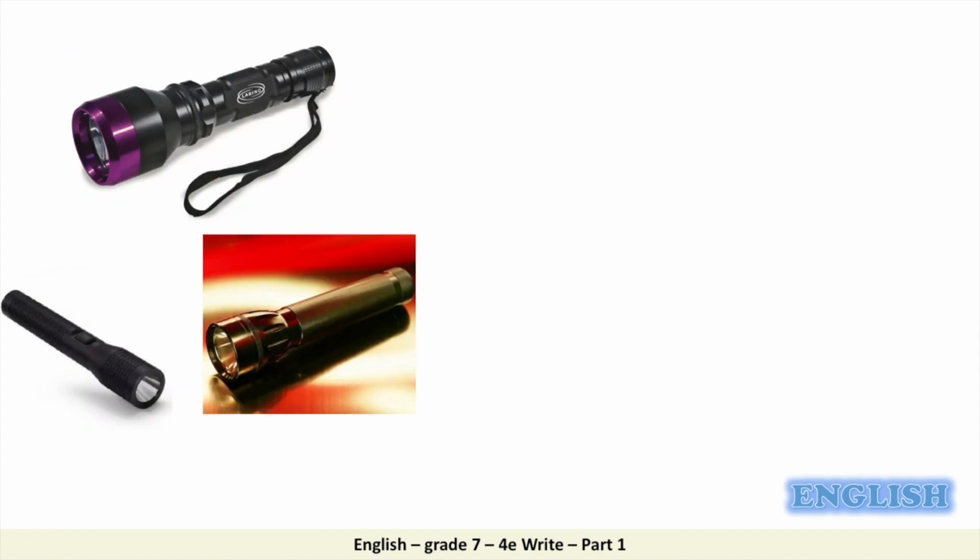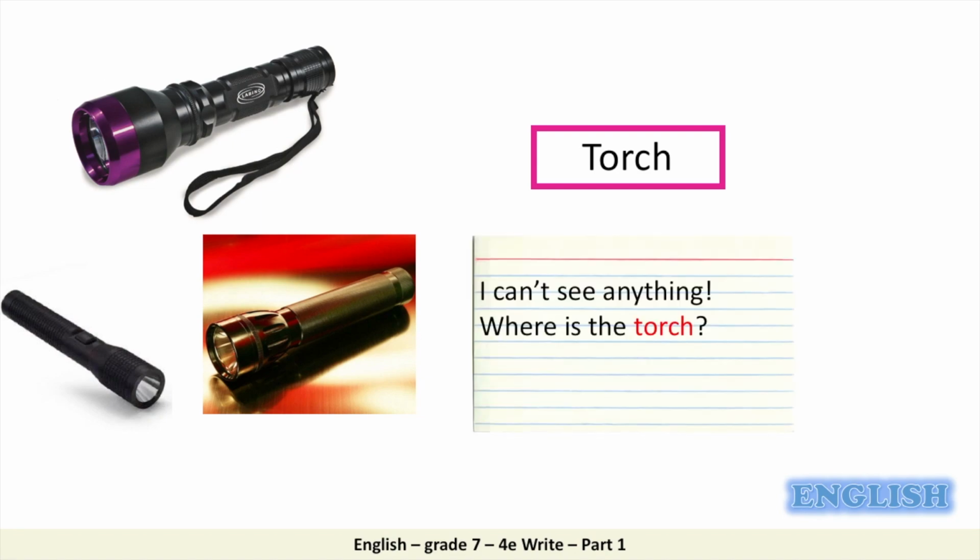I am sure you will be able to recognize the next vocabulary word. As you can see from the pictures, we use this tool to help us see when it's dark. Do you remember the name of this tool? That's correct, torch. Repeat after me, torch. For example, I can't see anything. Where is the torch?